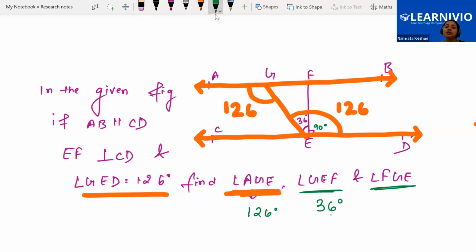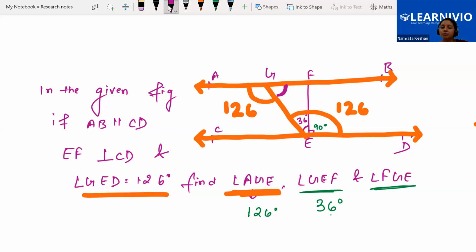Now the question is, what is FGE? Who will say? Ma'am, is it 36 plus x is equal to 180? Is it correct? 36 plus x plus what? Is FGE 54? Plus x is equal to 180. We can do it like that, but we cannot say both are x.